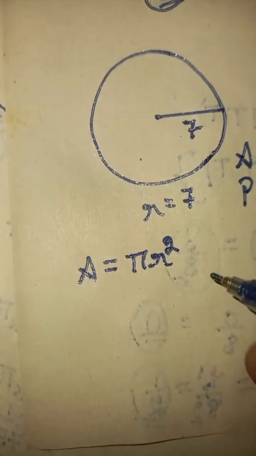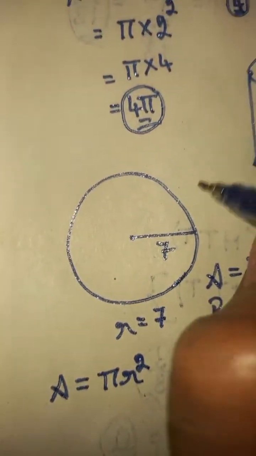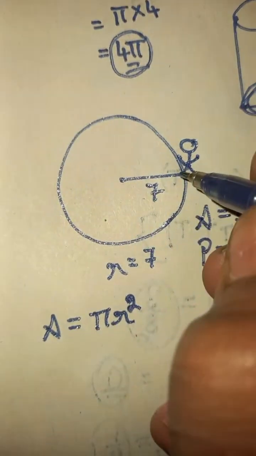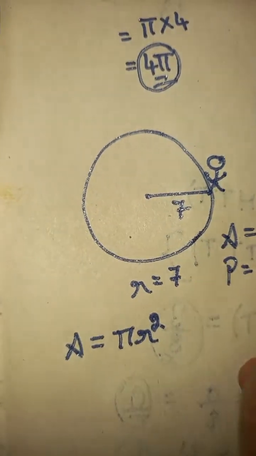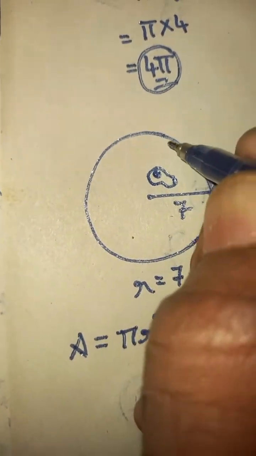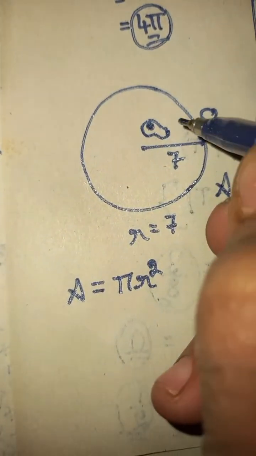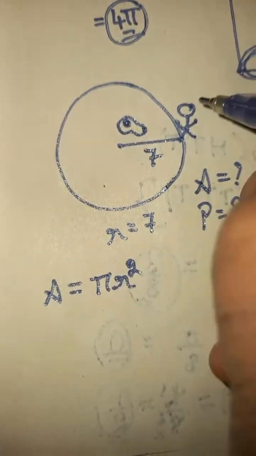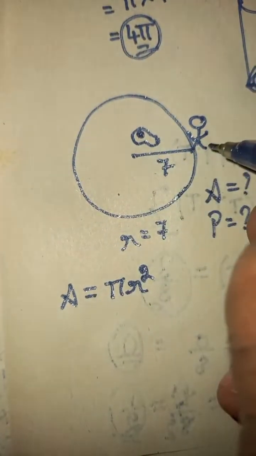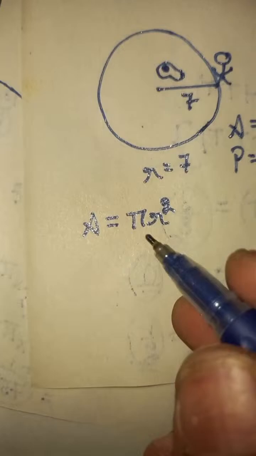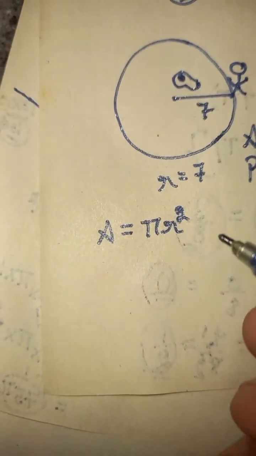Let's make it interesting. I give one more problem. There is a boy who needs to cover around this circle. There is a penguin which keeps on grazing all the fish in this complete circle. So this penguin needs to find out the area of this circle, and the boy needs to take a round around this circle, so he needs to find out the perimeter.